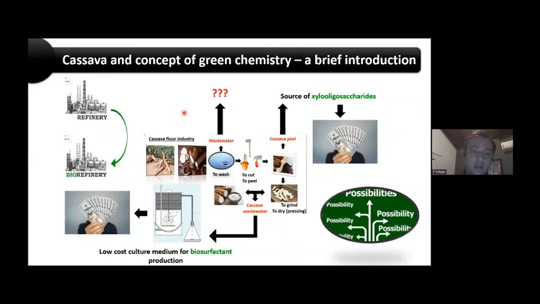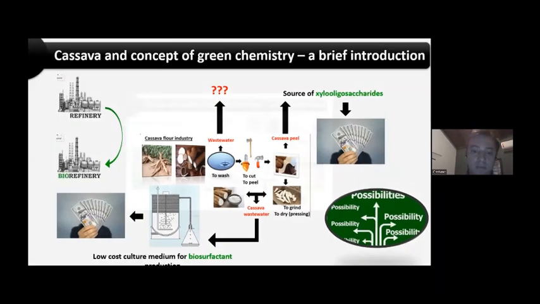So our project is trying to move a traditional industry to a quite new and sustainable industry. I mean, change from a refinery to a biorefinery. And both products, xylooligosaccharides from cassava peel and maybe biosurfactants from cassava wastewater, are economically attractive. And again, there are plenty of possibilities to work on.